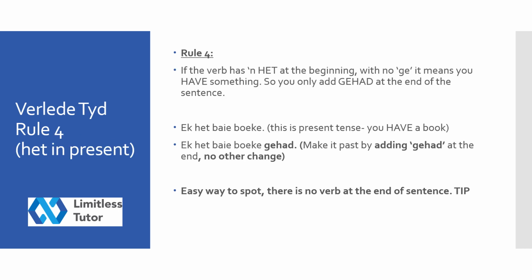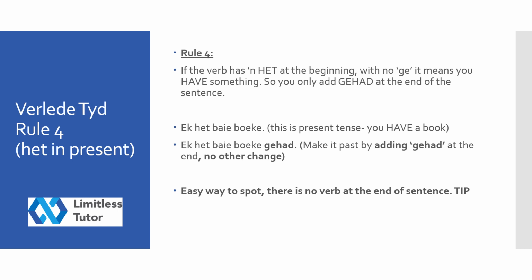Rule number 4, if the verb has a het at the beginning of the sentence, but there's no ge or verb at the end of the sentence, it means you have something. So het has 2 meanings. It either means something did happen, het, or it means you have something. So in present tense, a het would mean you have something. Okay, so you only add gehad at the end of the sentence.